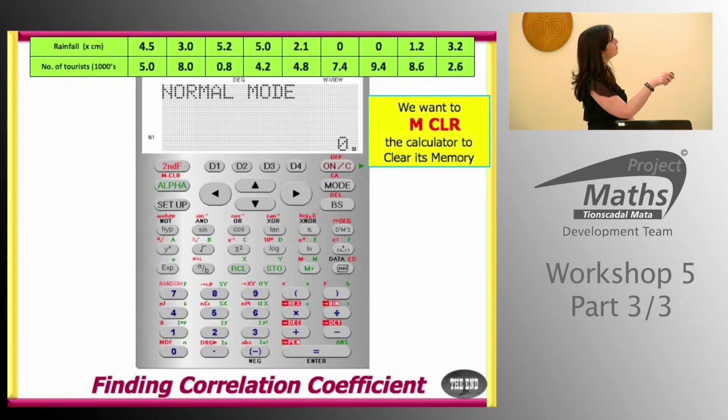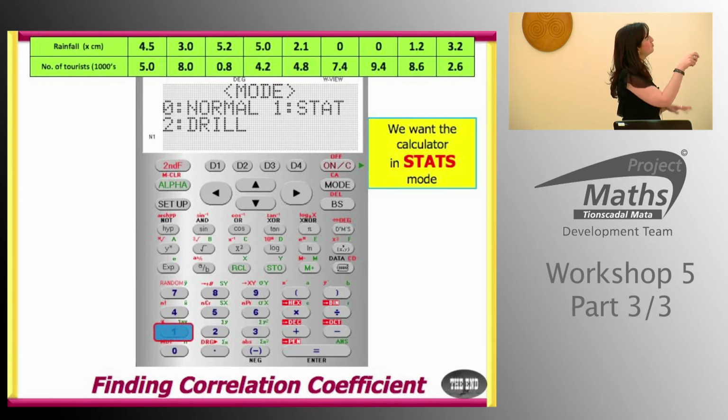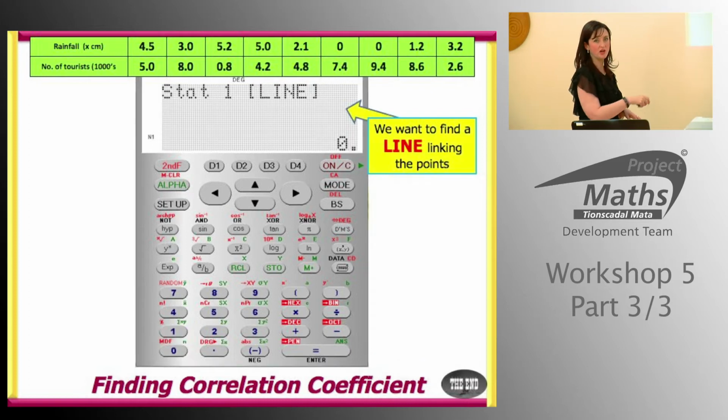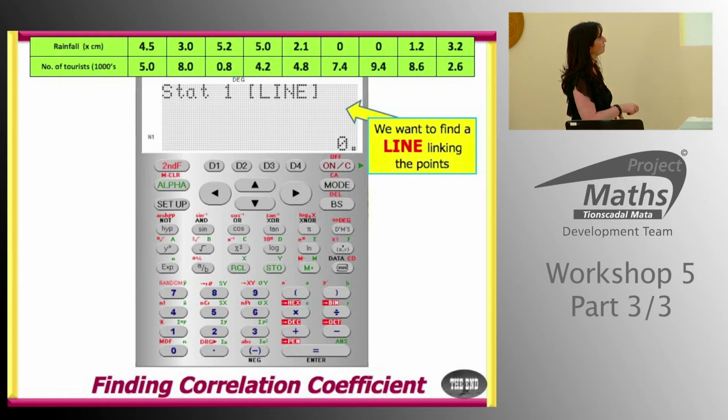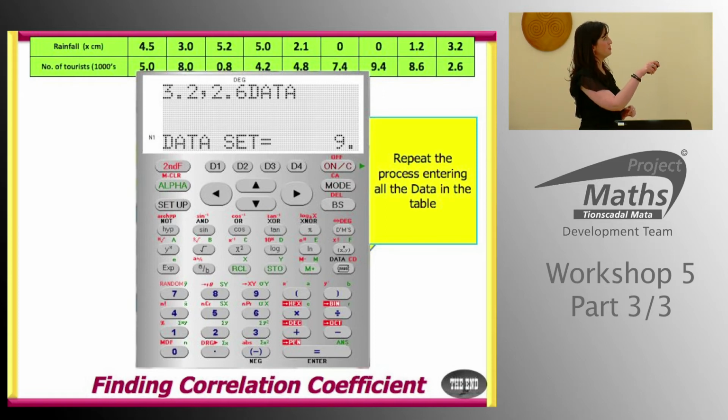Okay. Now we have to go into stats mode. So choose number 1 for stats mode. And then, like this morning, we chose 0 for single digit. Now we're going to have to choose 1 for a line model for 2 variables. So we choose number 1. Okay. And now it's waiting for us to put in our data.